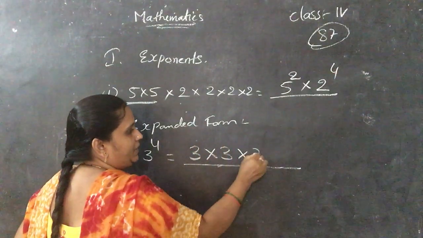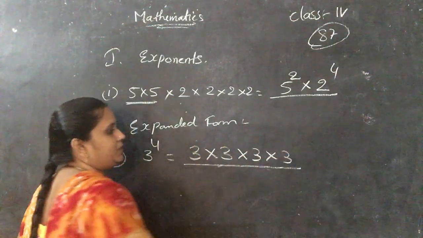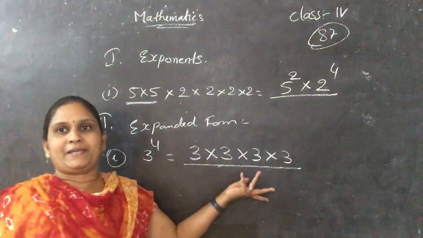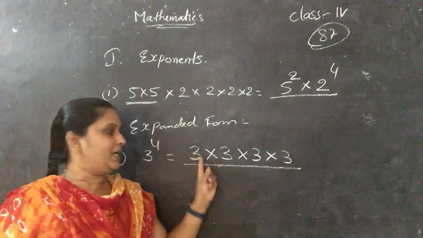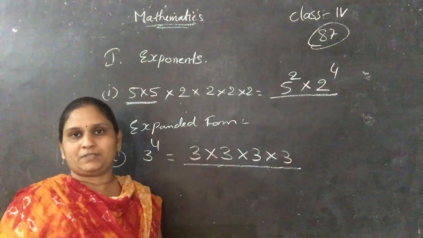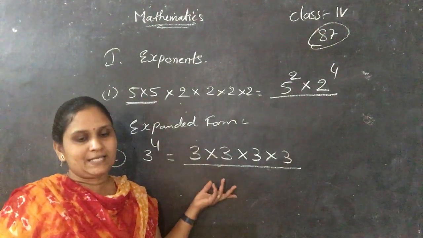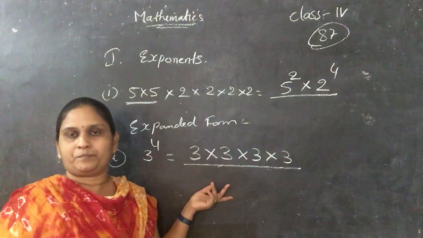3 into 3 into 3 into 3. That's all. This is known as expanded form. The number, how many times it is repeated, that we have to write as a multiple. Got it? So, this is known as an expanded form.